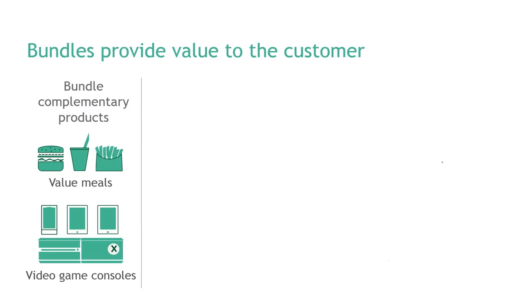Bundles have to provide value to the customer, otherwise why should they buy them? There are a couple of mechanisms how to drive this value. One is through bundling complementary products, meaning products that really go well together. For example, a value meal. You don't only want to have food, but usually also want to have drinks and some fries. And we talked about the game console, what you all need there.